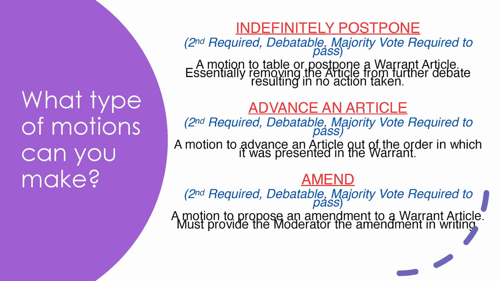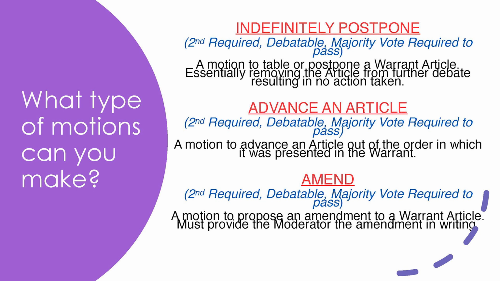Advance an article. Say there's one article that you're really passionate about. Say it's Article 10, and you want to bring this up. You want it to move to Article 2. You could make a motion to advance an article, so it'd be moving it up from 10 to 2. It needs a second. It can be debated, and it does require a majority vote. And I have seen that happen in the past, fairly recently too. I think it was 6 or 7 years ago.